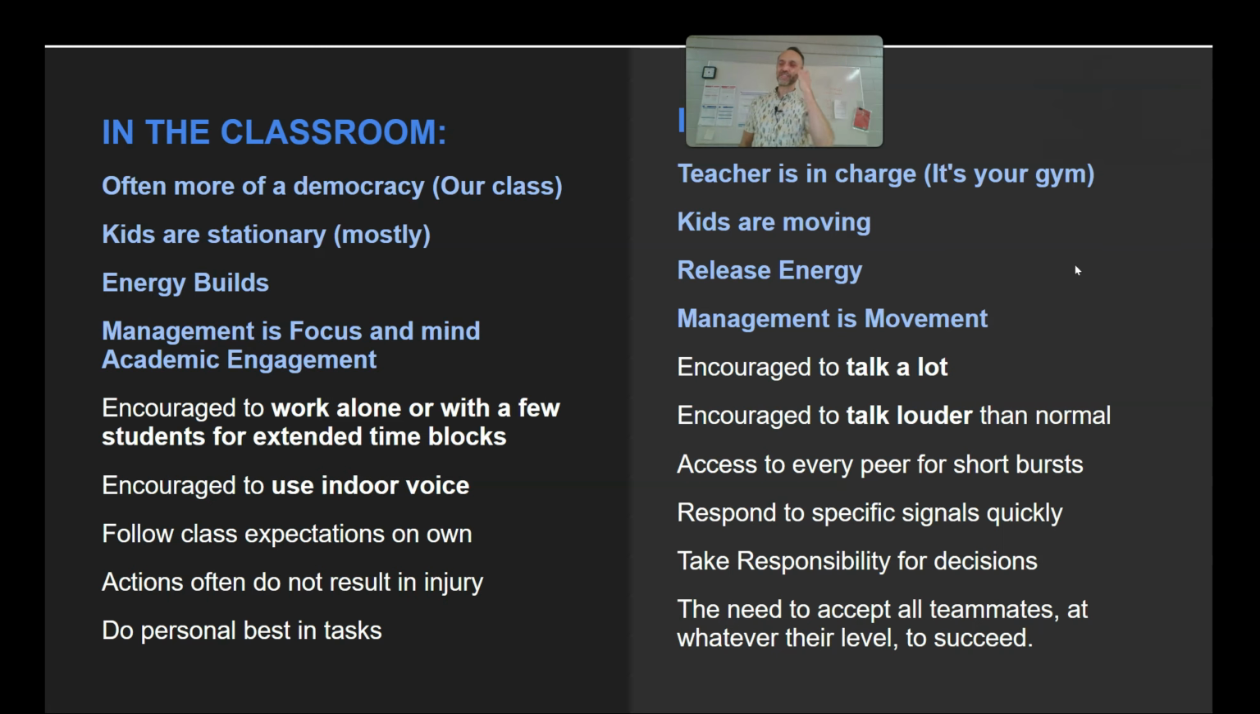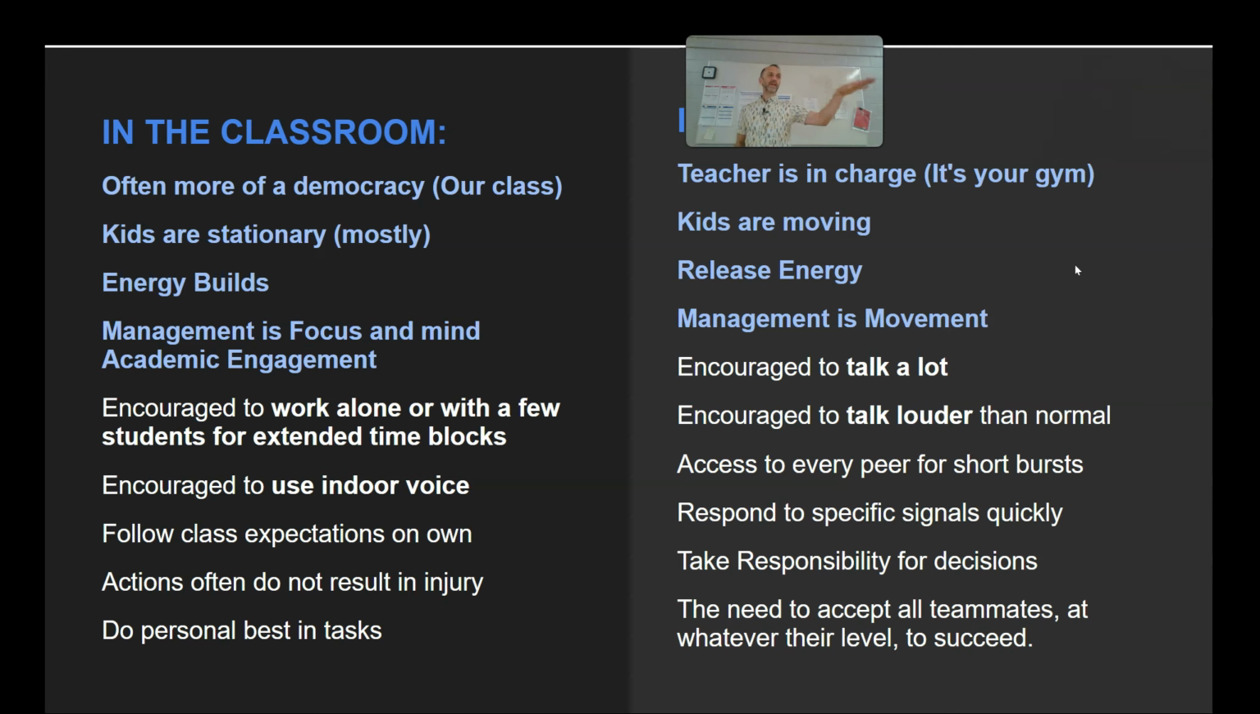Another interesting thing is in the classroom, we're working alone, or we're working in groups of 3 or 4 kids for maybe 15, 20, 30 minutes. Maybe they're in that same group for even a couple of days. In the gym, those groups are going to switch much quicker. In the classroom, we're asking kids to follow their expectations. So we make those classroom expectations. We hold students to them. In the gym, much of the control is going to come from students responding instantly to you.